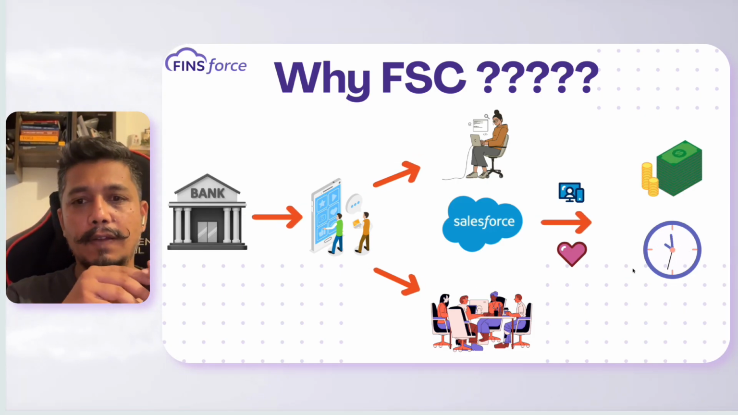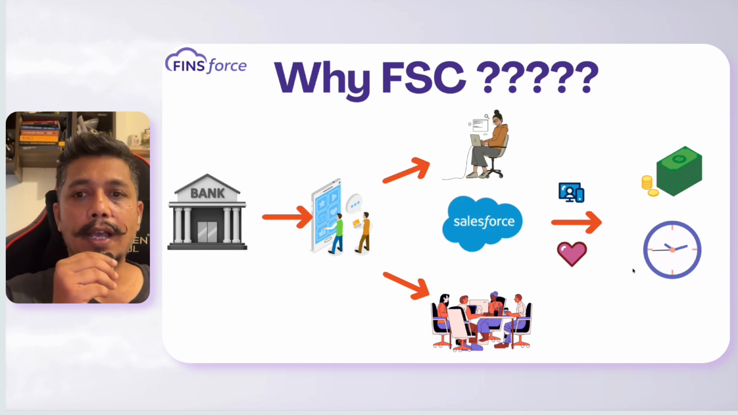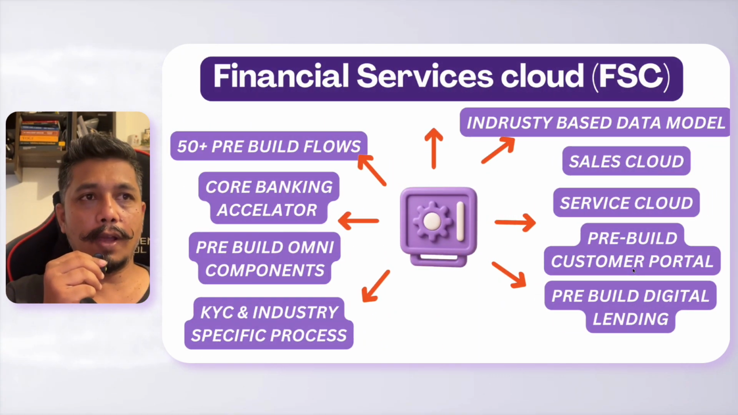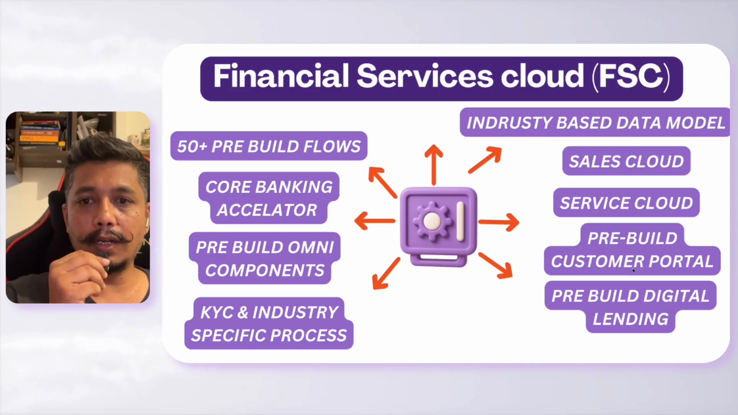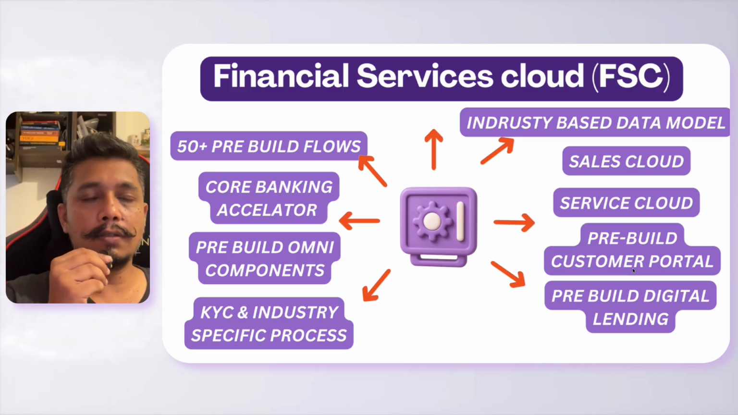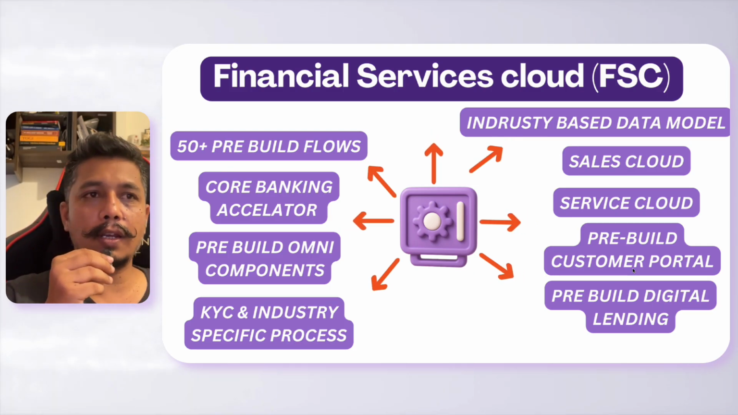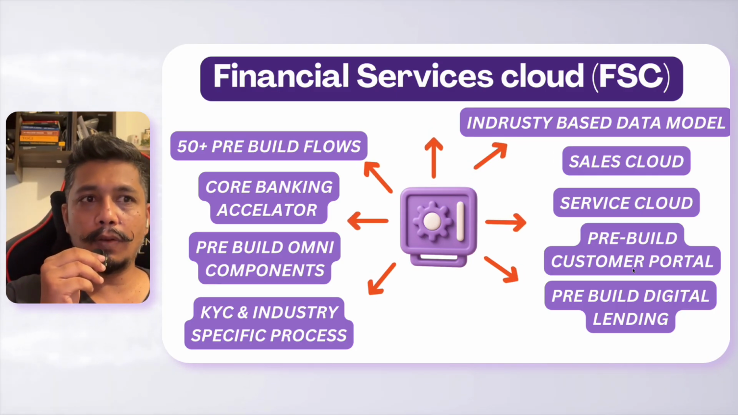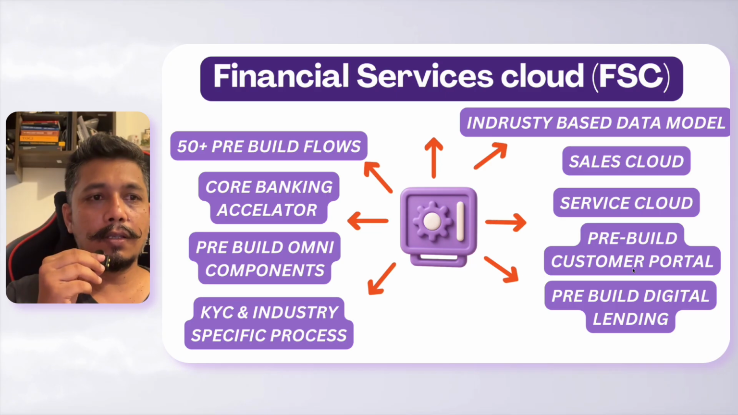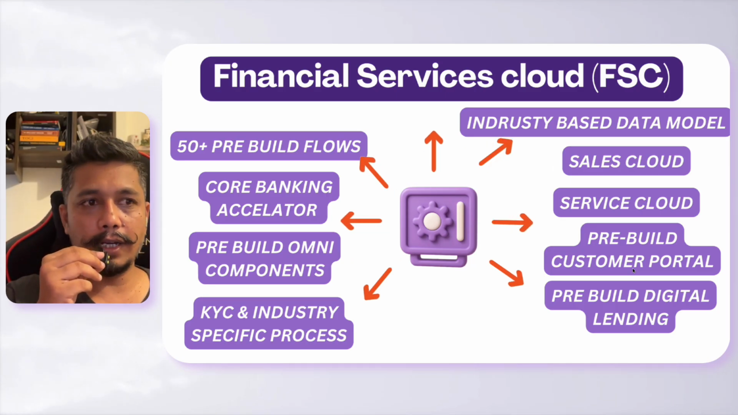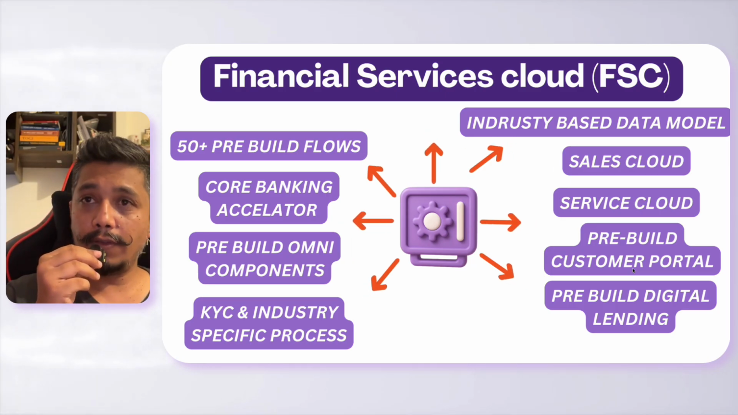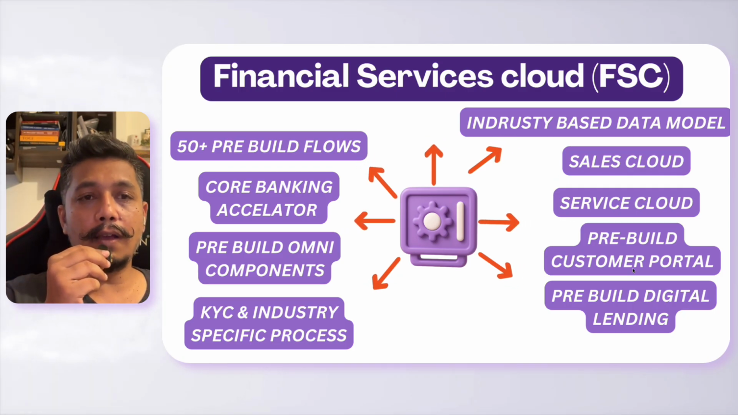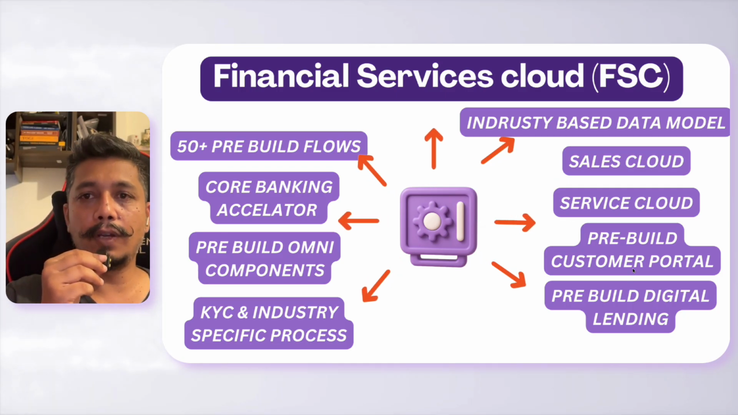This is where Financial Services Cloud comes in. It has 50 plus pre-built flows based on industry requirements. It has the core banking accelerator, where you can make integrations like KYC integration and credit check integration very easily. Then it gives you pre-built OmniScript and OmniStudio components. Then you will have the industry-based data model. It also has the features of Sales Cloud and the features of Service Cloud. You will have a pre-built customer portal for you.